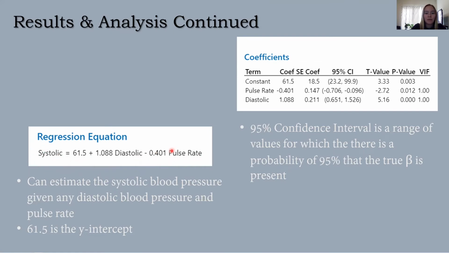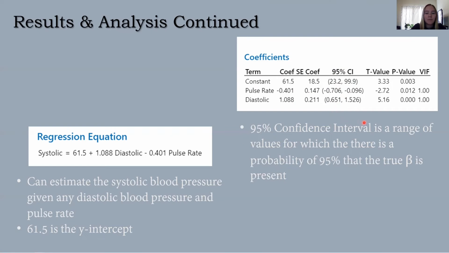So then we look at the coefficients that Minitab puts out, and we can see that we have, this is one of the more important parts, the 95% confidence interval. And this interval, so for the constant, you can see it's from 23.2 to 99.9.